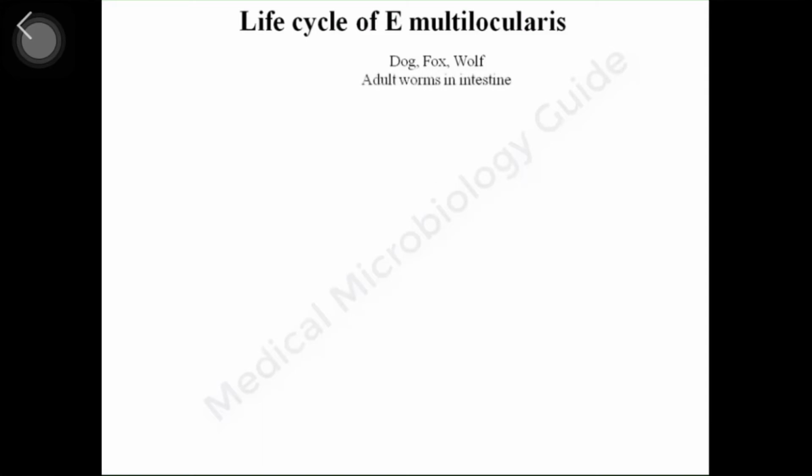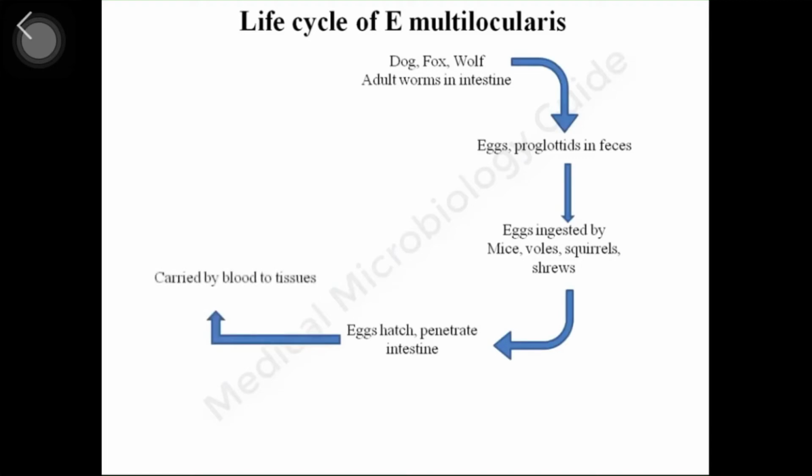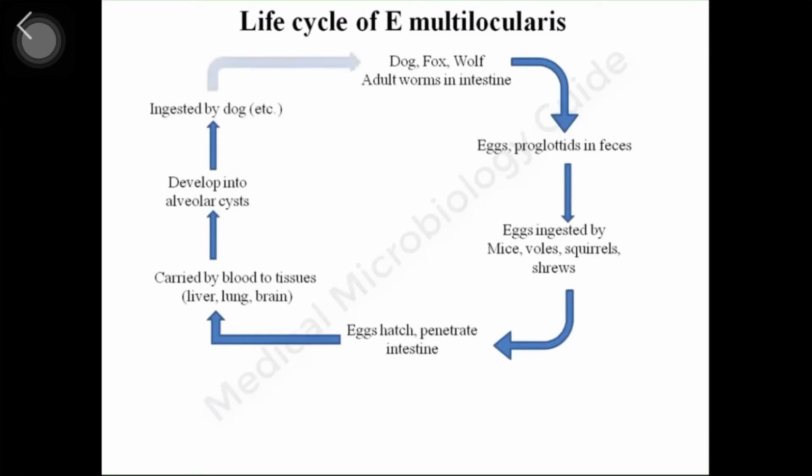The adult form resides in the small intestine of the dog, fox, and wolf. The eggs and the proglottids, which are passed in the feces, will be ingested by the intermediate host. The egg, once ingested, will hatch, and the oncosphere will penetrate the intestine. The oncosphere is carried by the blood to the tissue, and inside the tissue, it will develop into alveolar cysts. When the infected intermediate host is eaten by the dogs, wolves, and foxes, the protoscolices will get to the adult form, and the life cycle will continue.